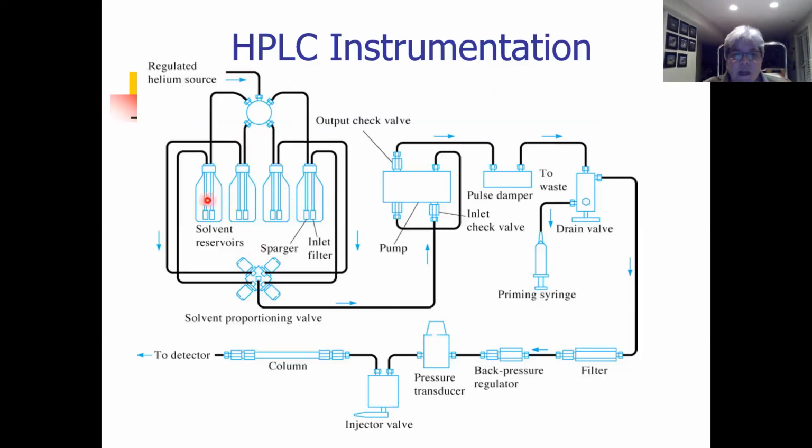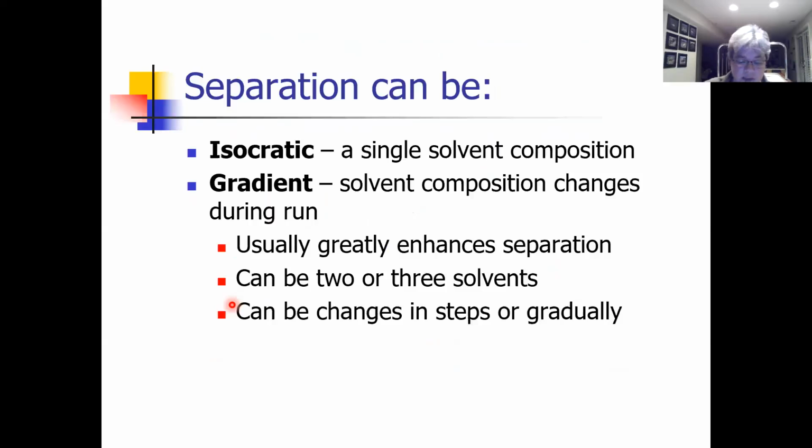Now, notice that we have the ability to use different solvents at the same time. There's a valve that's going to be mixing these solvents. And when we do a separation, we can do 2 kinds. One is what we call isocratic, and the other one is gradient.